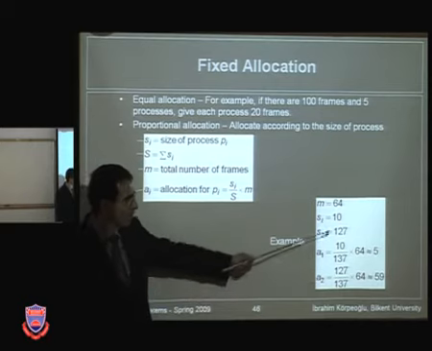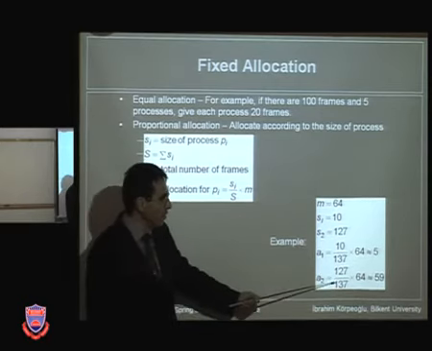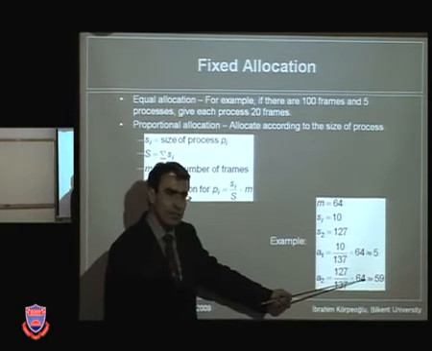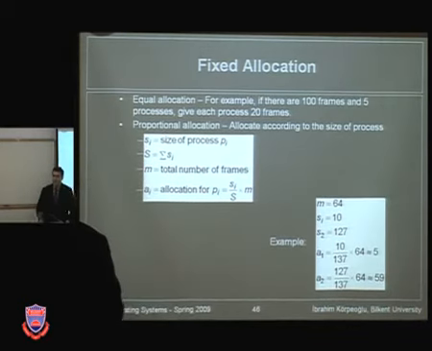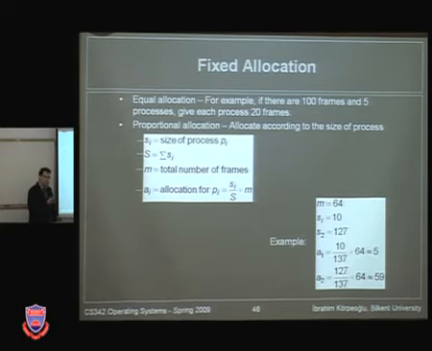The other process, whose size is 128, will be allocated how many frames? 128 over 138, sorry, 137, multiplied by 64, and this will make around 59 frames. So the second process will be allocated around 59 frames. In this way, the number of frames allocated to a process is proportional to the size of the process.